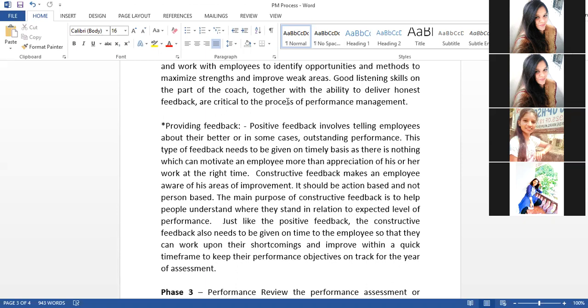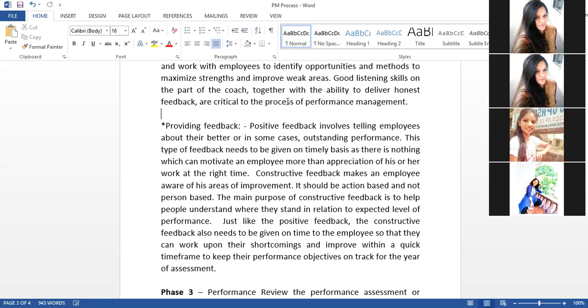Let me just complete this feedback part. Providing feedback. Positive feedback involves telling employees about their better or, in some cases, outstanding performance. This type of feedback needs to be given on a timely basis, as there is nothing which can motivate an employee more than appreciation of his or her work at the right time. Constructive feedback makes an employee aware of his areas of improvement. It should be action-based and not person-based.